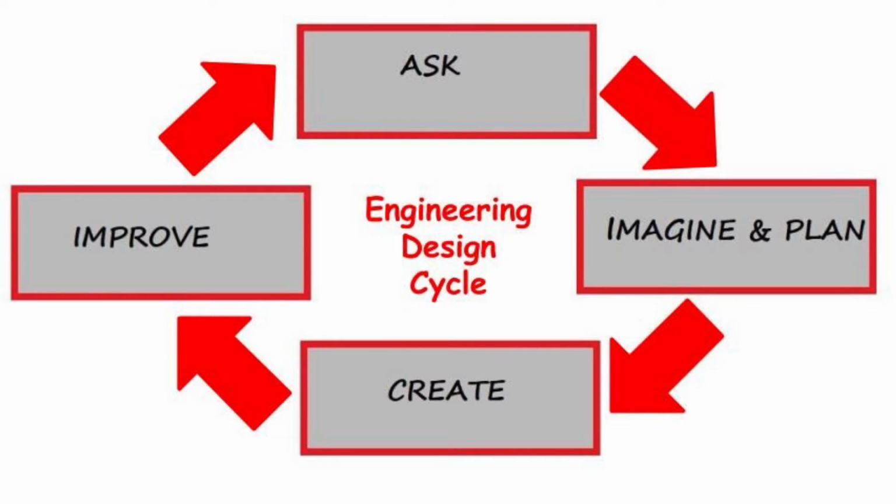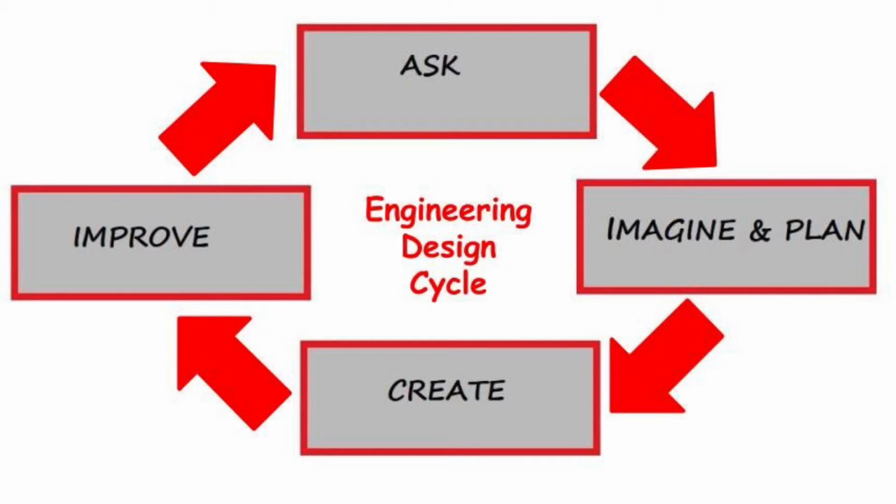Alright, so here we have the engineering design cycle. We have it broken up into 4 parts: ask, imagine and plan, create, and improve. So in the ask section, we think about what we're building and what we want it to do. In our case, we're building a car. We want it to go off-road, so we have to keep that in mind when moving forward.